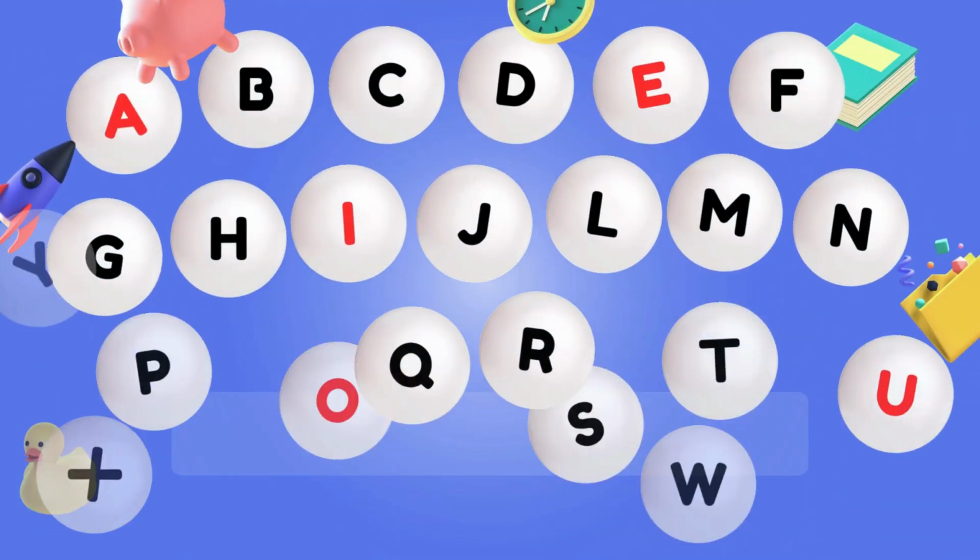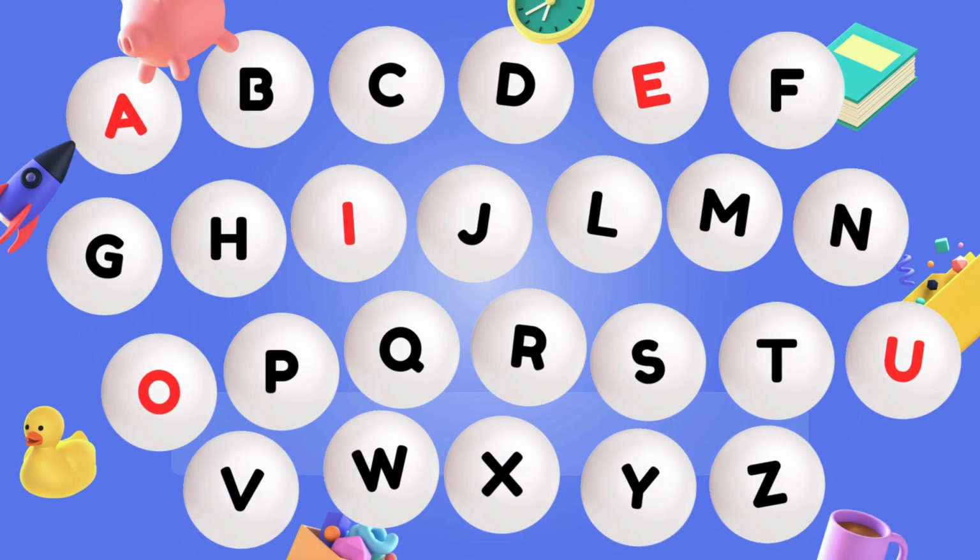There are 26 letters in the English alphabet. Do you know how many vowels there are? There are 5 vowels in it: A, E, I, O and U.